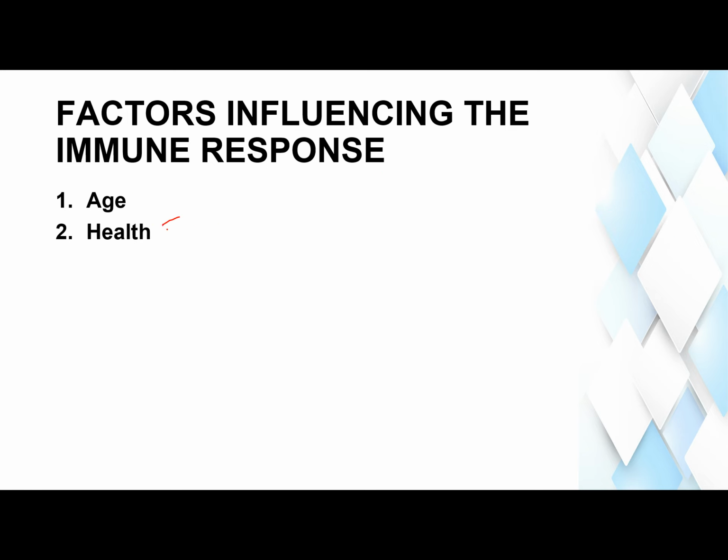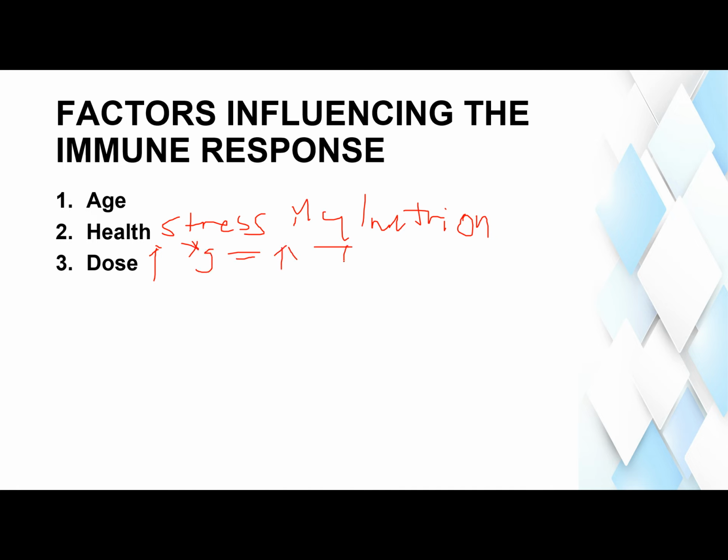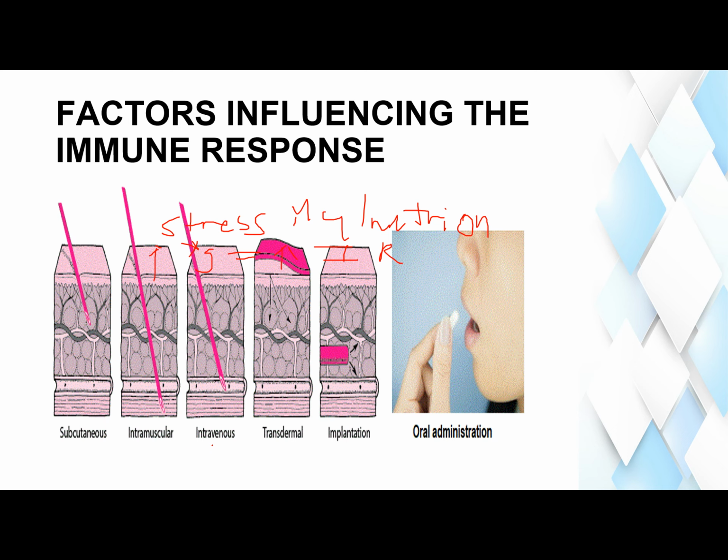Then we have your health. So if you're suffering from stress, you're suffering from malnutrition, all of this could cause a weak immune response. But if you have a proper diet, you're able to relax, then you would have a good immune response. Then for the dose, the greater the antigenic dose, the greater the immune response. So if it's a very large amount of antigens, it could cause a very active immune response. Then routes of inoculation, so this could be different routes, such as your subcutaneous, intramuscular, intravenous, transdermal, implantation, and even oral administration. Now, the commonly used for your vaccine are these two. So it could be IM or subcutaneous, and they tend to produce better immune response.